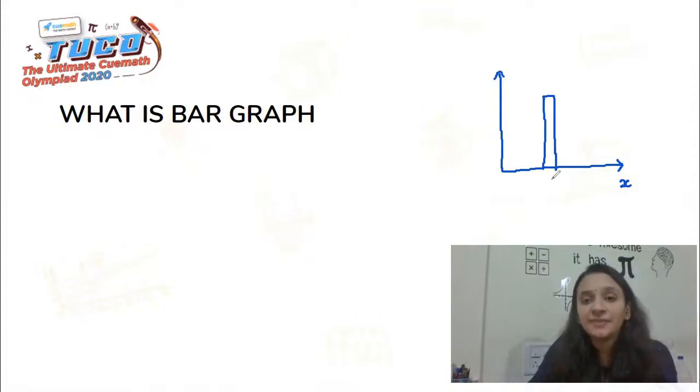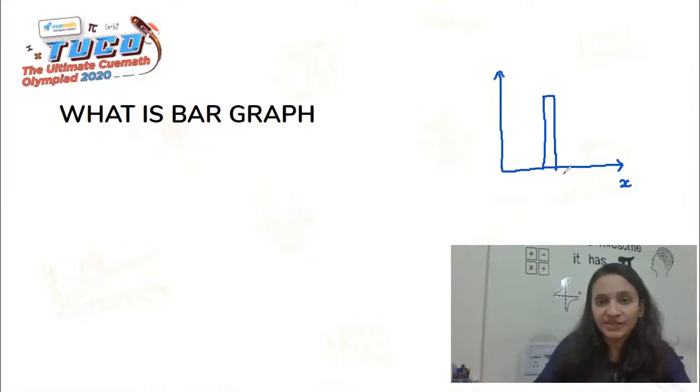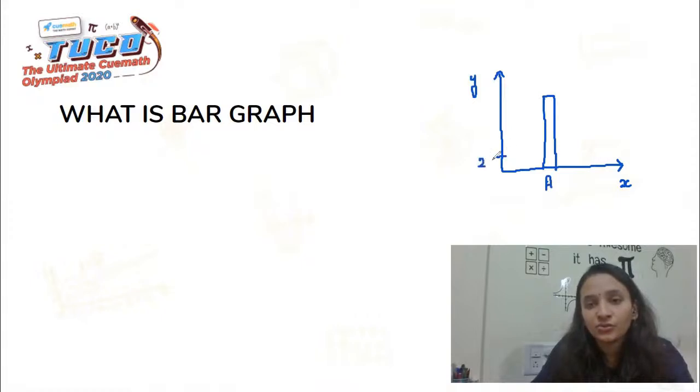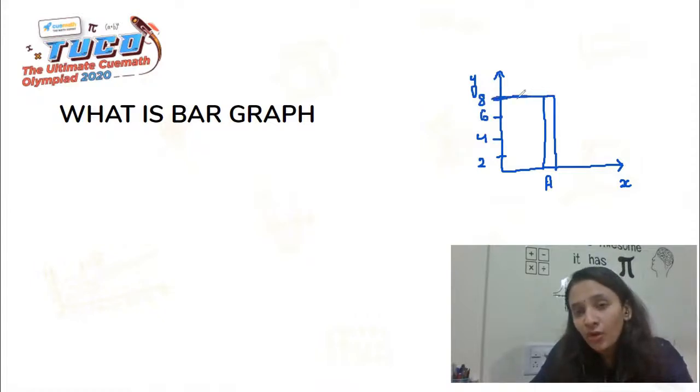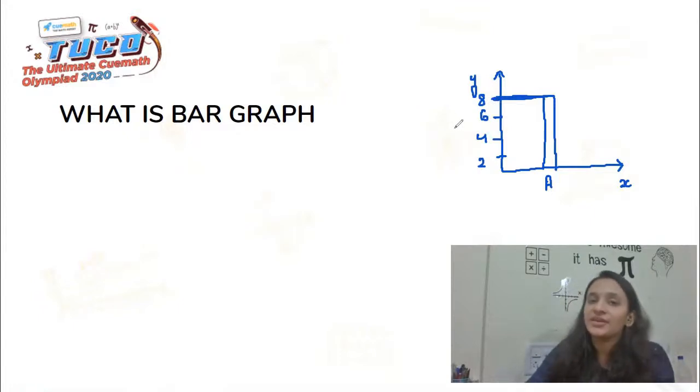Here you will have the names of the children instead of how you have the tabular column. Let's say this is child A, and this is 2, this is 4, this is 6, this is 8. So the bar has got a height which, if you draw a parallel here, is touching 8. So that would mean that the child has read 8 books.